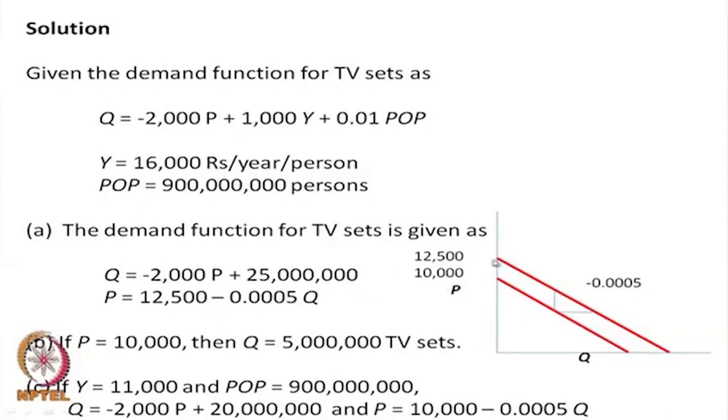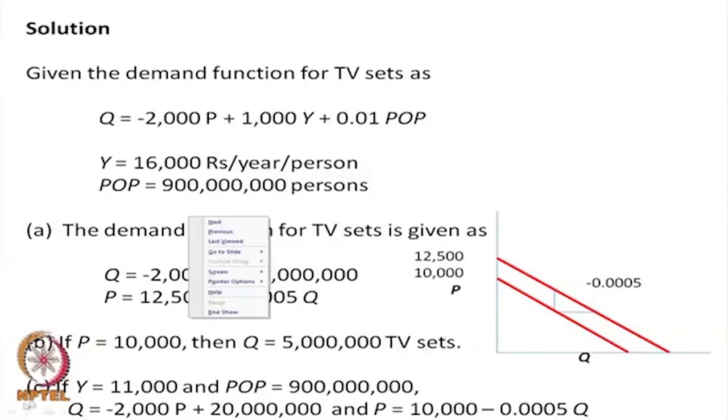So, this is 12,500 and the slope is minus 0.0005. The second part of the question was that if P is equal to 10,000, then what is the value of Q? We know the relationship between Q and P, Q is equal to this. So, if the value of P is given as equal to 10,000, the estimated value of Q is 10,000 into minus 2,000, that is minus 20,000 million. When we subtract that from 25 million, it gives us 5 million deficits. So, that is the second part of the question.